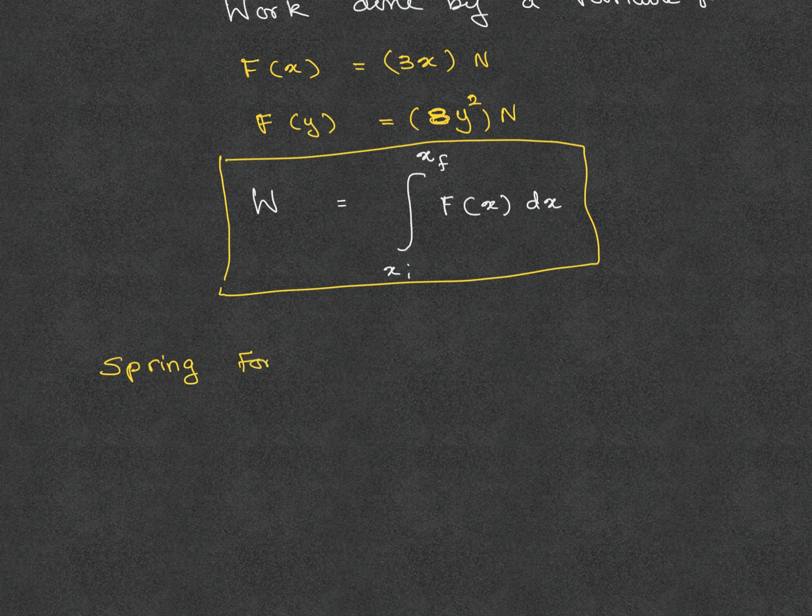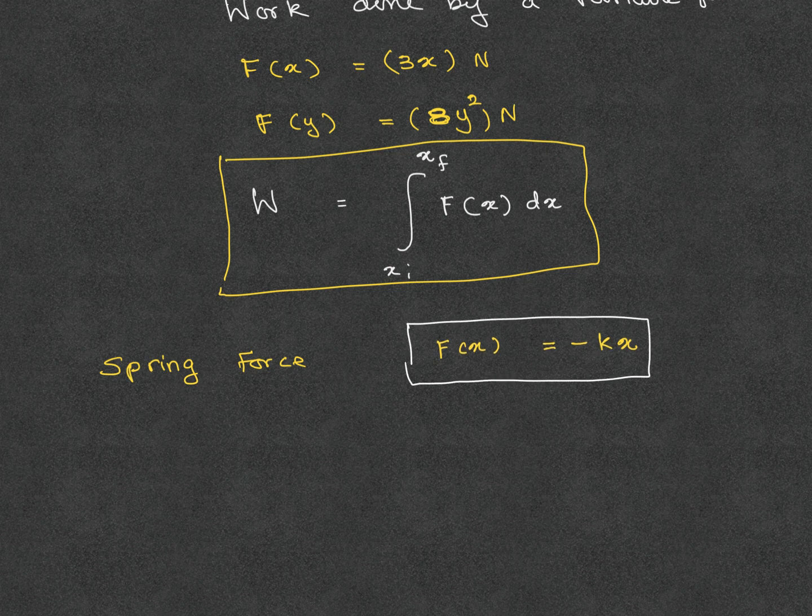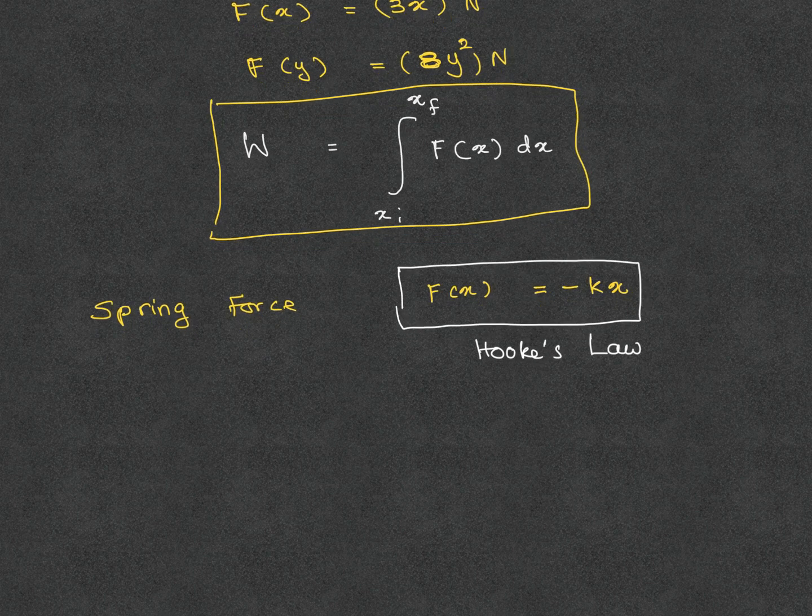So now we are looking at the spring force. The reason that we are looking at the spring force is because it is a variable force. So Fx is given by negative kx, and that is what is called Hooke's law. Perhaps you have already heard about Hooke's law in your lab. In this case, k is called the spring constant and x is the displacement.